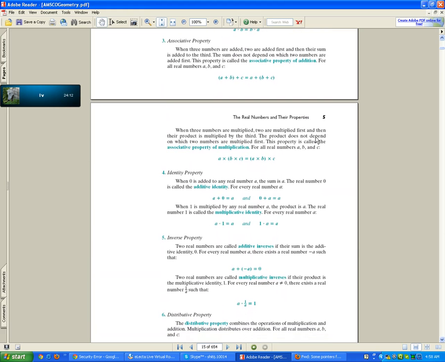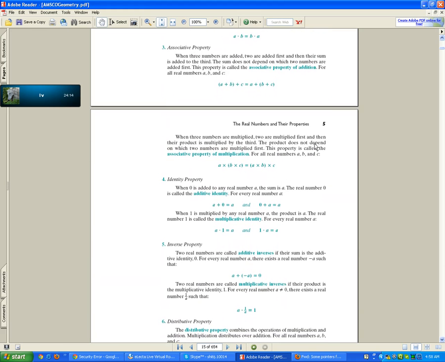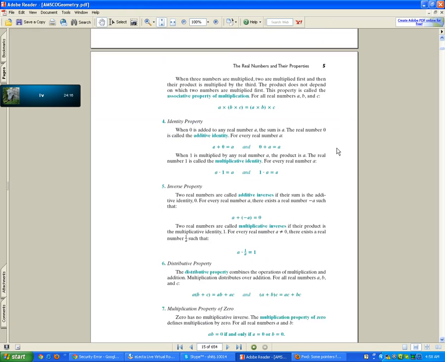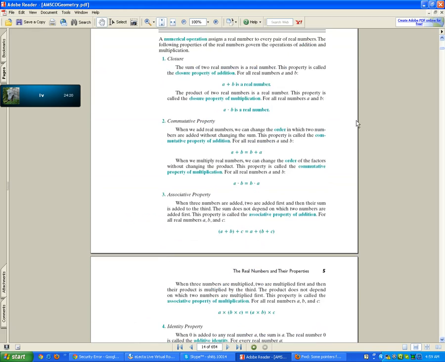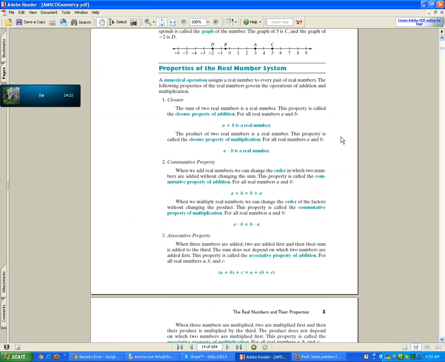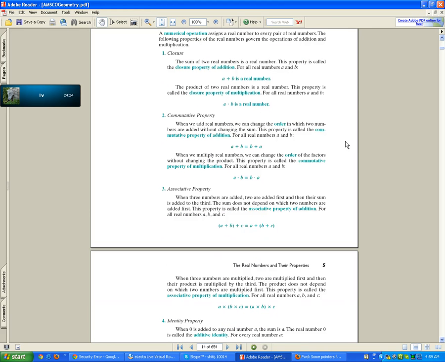Identity and zero, they both are same. All right. Yeah. So these all properties you must have done in algebra also. You must have done them in algebra.